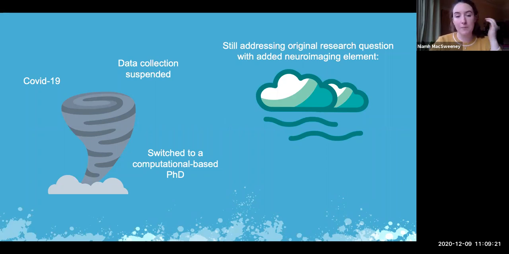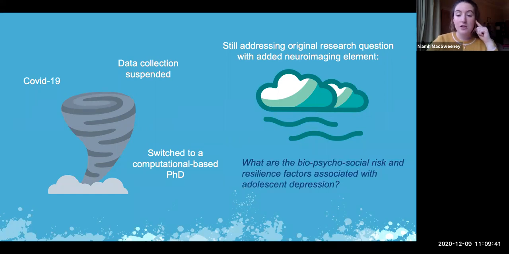The wonderful thing about these big data resources is that there's so much data that you can work with, and neuroimaging research is just an interest of mine in general, and I wasn't able to look at this in the original PhD due to resources and feasibility issues. So it's great that I can look at this now in my adapted PhD. And the overall research question of my PhD remains the same: what are the biopsychosocial risk and resilience factors associated with adolescent depression?